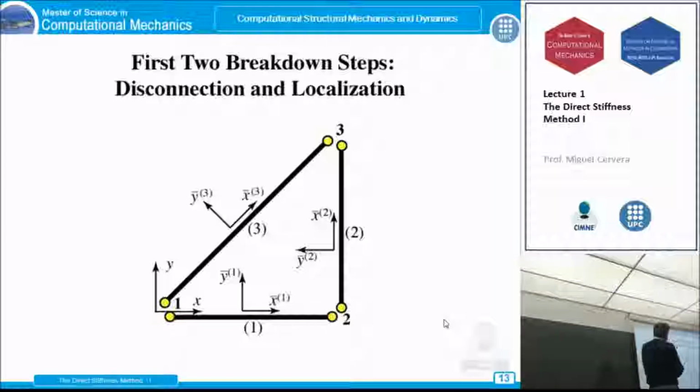The first 2 breakdown steps, disconnection and localization. Well, there they are. Okay? We have disconnected this node, and disconnected this node. This is element number 1, element number 2, element number 3. And we have defined the local axes for element number 1, element number 2, and element number 3. Okay? There are different ways of doing this, but you will guess which is the one I'm following by looking at the picture. Okay? So they are defined.